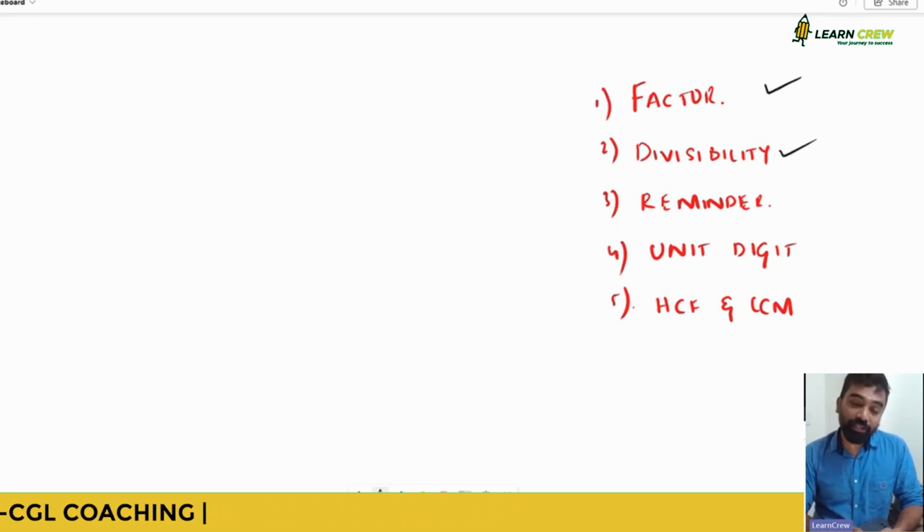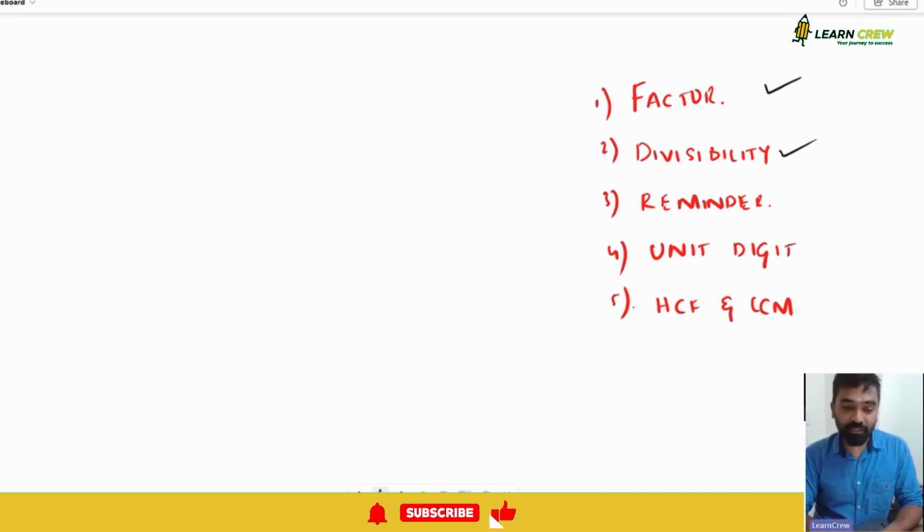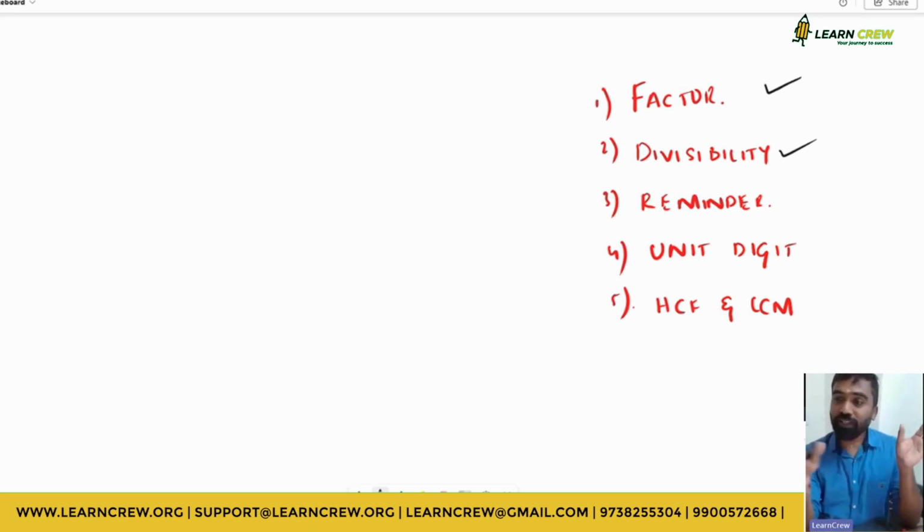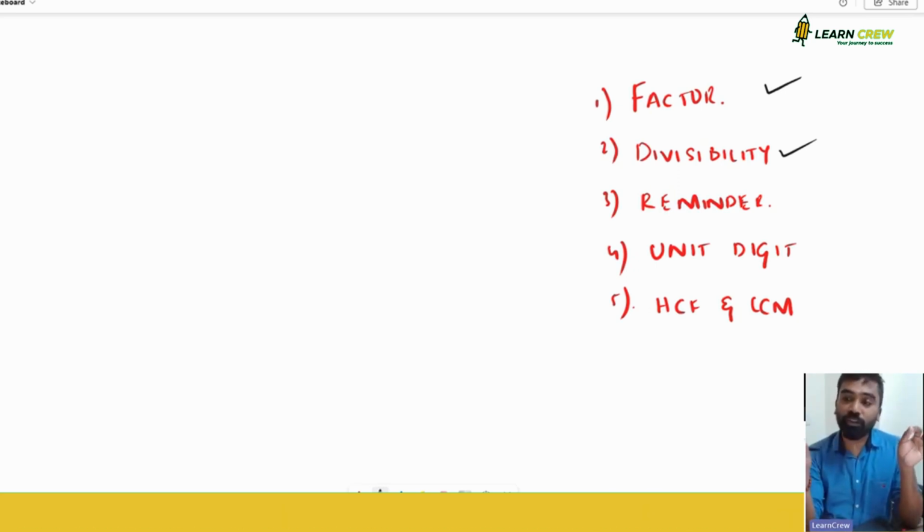So that is one: remainder. So what is the remainder? If this is dividing this number, what is the remainder? If we are getting this remainder, what should be the number? So vice versa. The questions might be vice versa. Unit digit: if some 10 numbers are getting multiplied, at the end of the day, if you multiply all these numbers, what is going to be the units place? You need to figure that out.